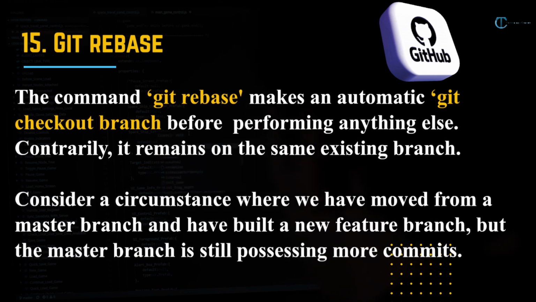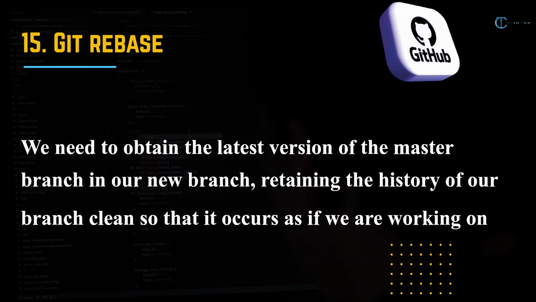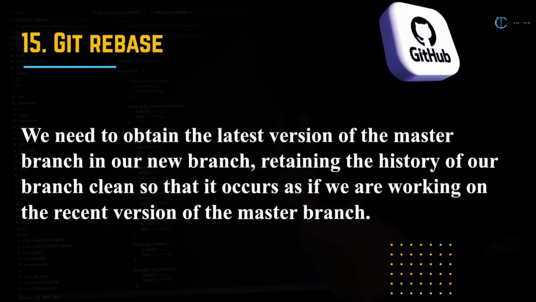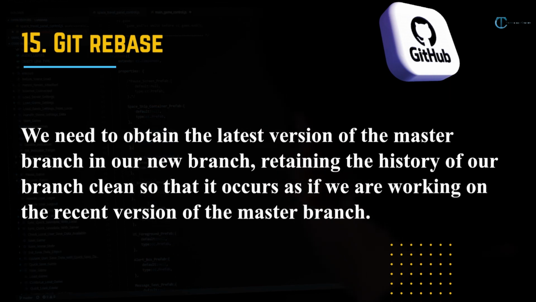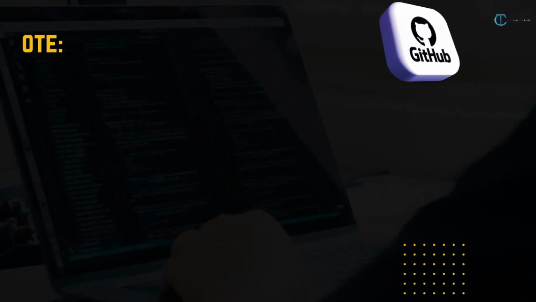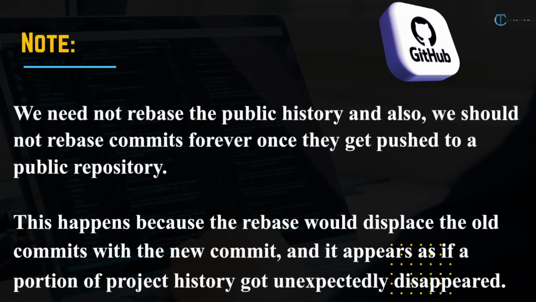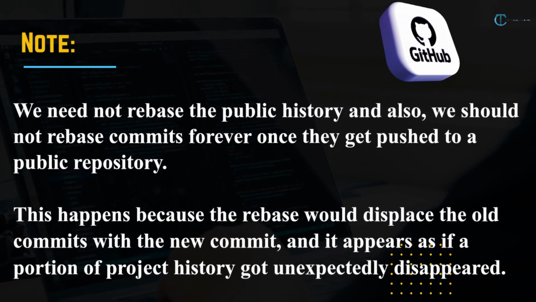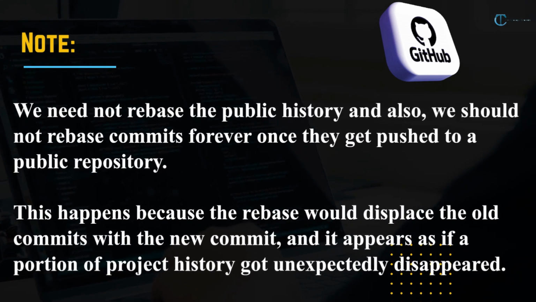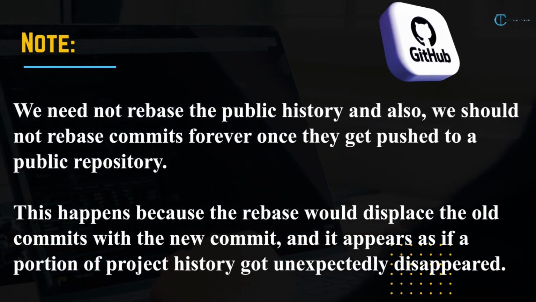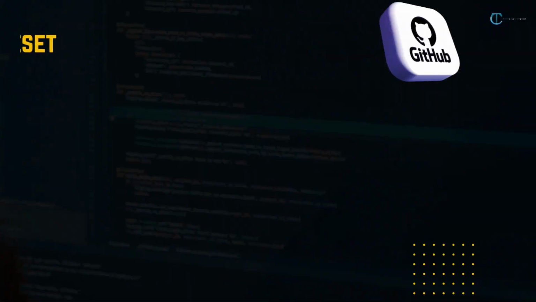Consider a circumstance where we have moved from a master branch and have built a new feature branch, but the master branch still possesses more commits. We need to obtain the latest version of the master branch in our new branch, retaining the history of our branch clean so that it appears as if we are working on the recent version of the master branch. Note, we should not rebase public history, and we should never rebase commits once they get pushed to a public repository. This happens because the rebase would replace the old commits with the new commits, and it appears as if a portion of project history got unexpectedly disappeared.